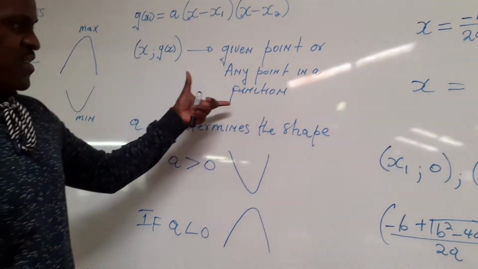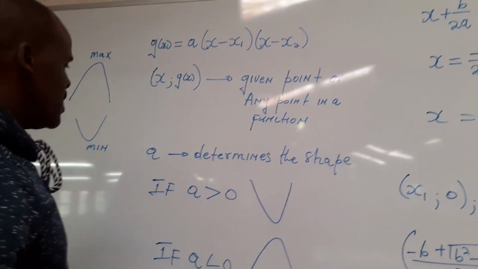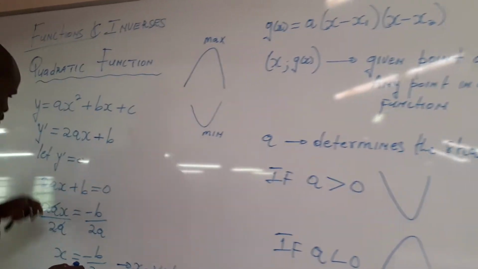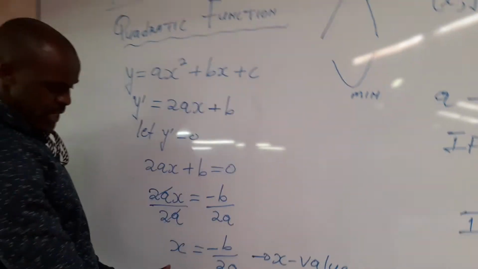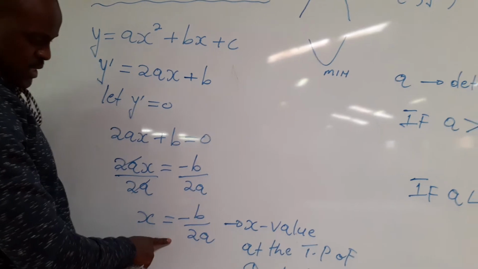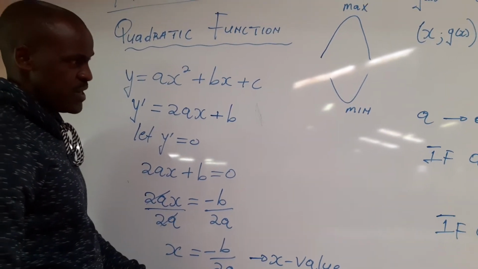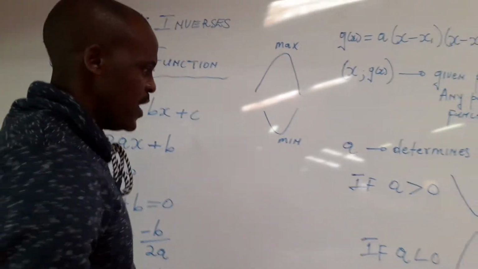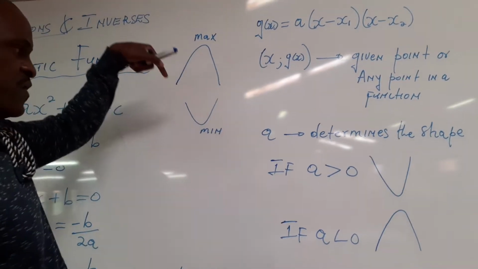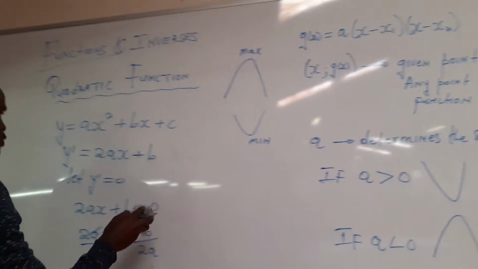And then after finding the x-intercepts, remember, you just use this. This is your x value at the turning point. X is equal to minus b over 2a. Use this to find the value of x at the turning point and take that x value into the original equation.